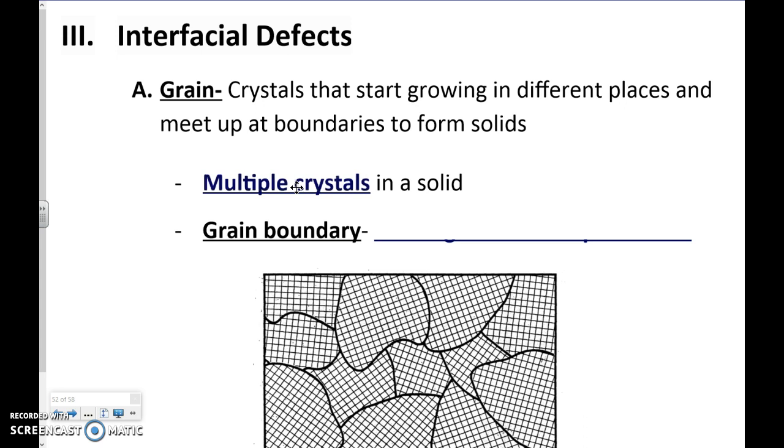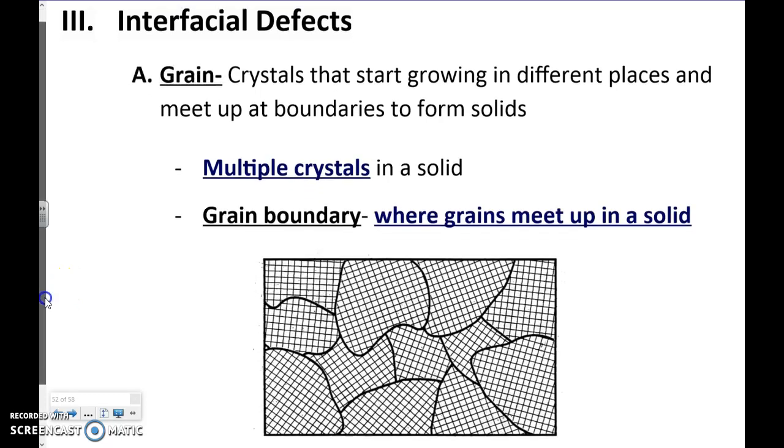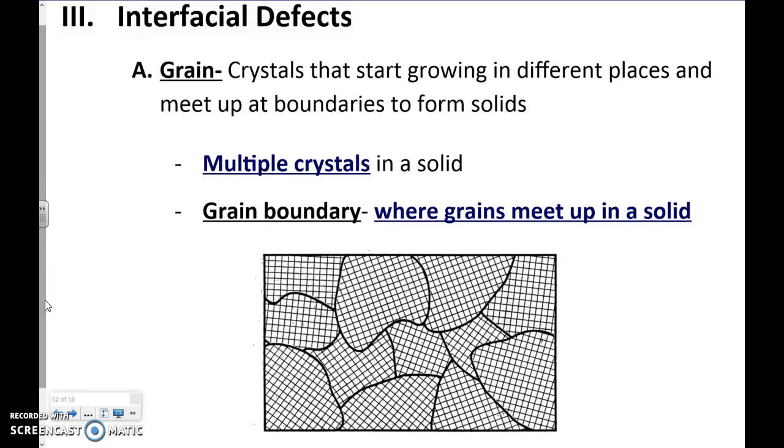Okay, you usually have multiple crystals in one solid. My bismuth crystal, the one that sits on my desk, is multiple crystals in one. Now where they meet up, these lines, and here you can see crystals, the repeating units. The lines where they meet up are called grain boundaries. So the definition of grain boundary: where grains meet up in a solid. That is that face there. That gives you the interfacial defect.